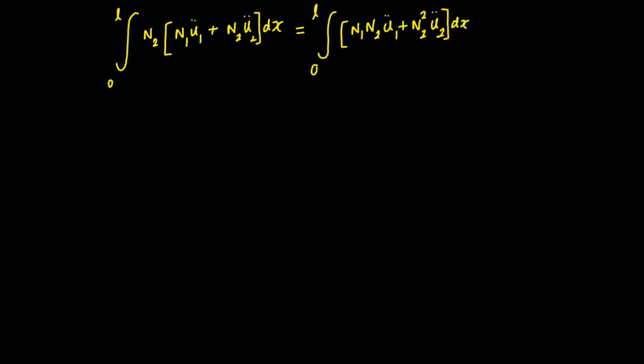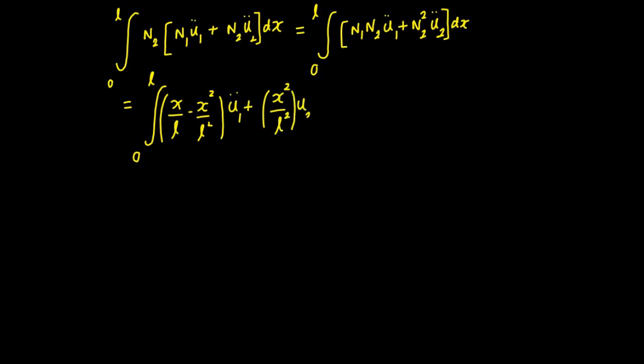So what is n1 times n2? Integral over the limit 0 to L. n1 is 1 minus x by L, n2 is x by L, so it becomes x by L minus x square over L square into u1 double dot plus n2 square is x square over L square into u2 double dot. Of course, you are going to integrate this with respect to dx. Integrate the whole term with respect to dx.